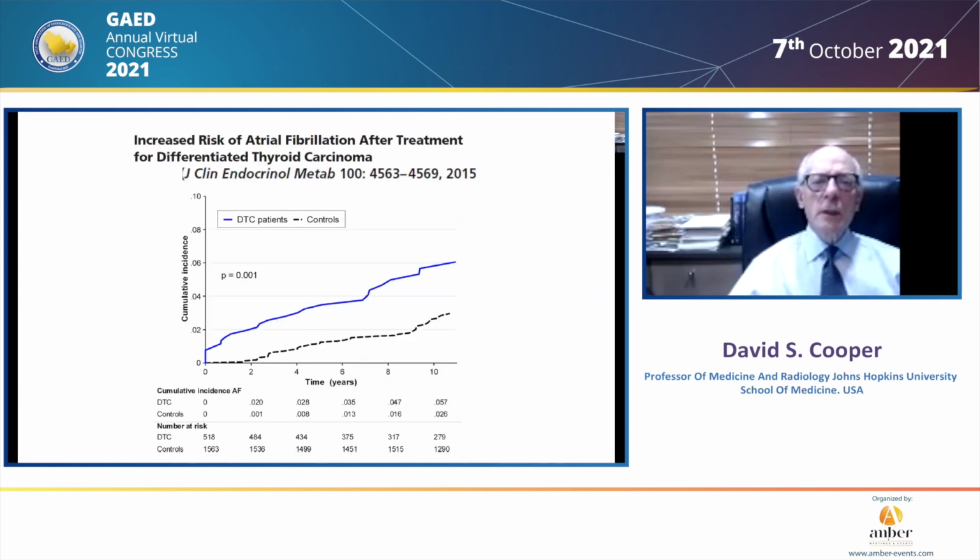I want to just mention the risk of cardiovascular events in patients who are being treated with levothyroxine for thyroid cancer, and the goal here is to cause the TSH to be low. And you can see here that in patients with differentiated thyroid cancer on suppression therapy, the risk of atrial fibrillation is much higher than it is in control patients.